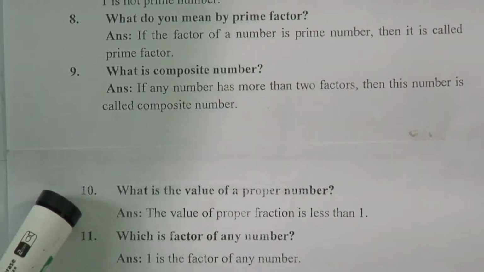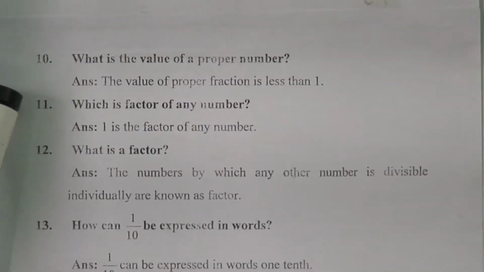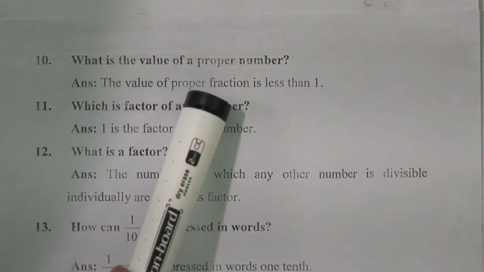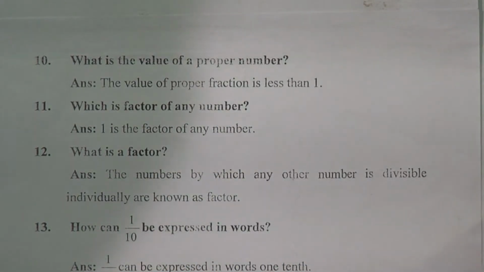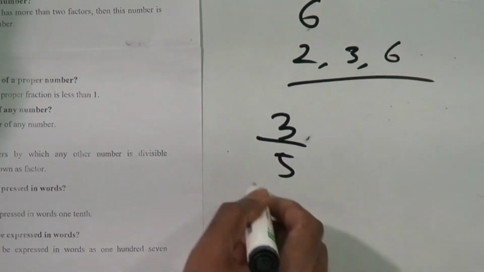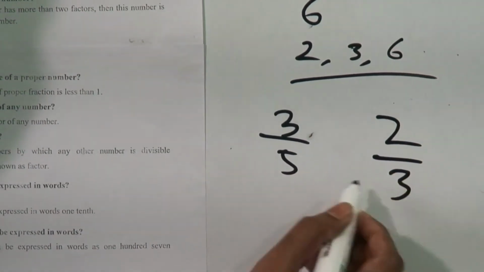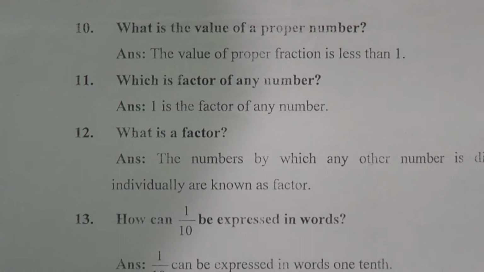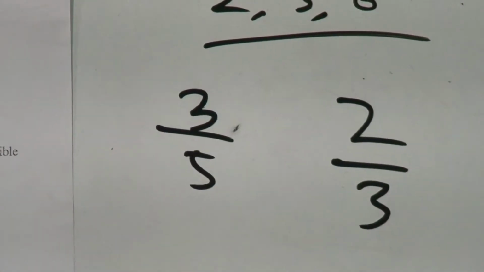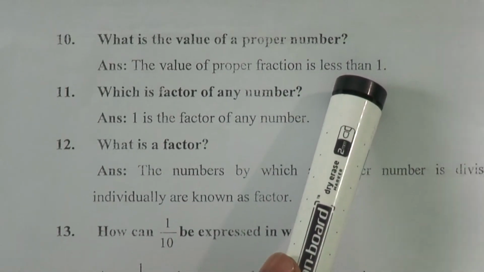Now question number 10. What is the value of a proper fraction? The value of a proper fraction is always less than 1. Suppose you see 3 by 5, this is always less than 1. 2 by 3, this is also less than 1. So this is called a proper fraction. That means the value of any proper fraction is less than 1.